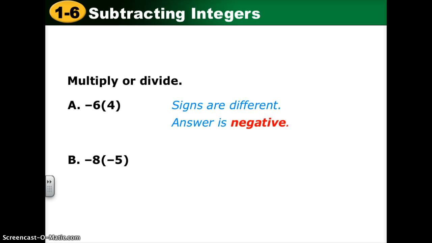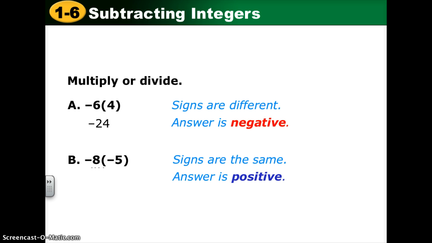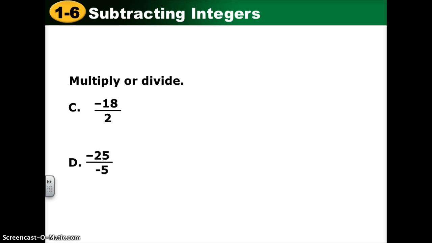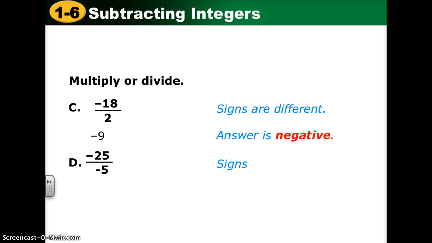So a negative times a positive we know is negative. 6 times 4 is 24, so we get an answer of negative 24. Example B, we have two negatives that will make a positive. 8 times 5 is 40. Division, same idea. One negative is a negative answer. 18 divided by 2 would be 9, so negative 9. Example D, two negatives make a positive. 25 divided by 5 is 5.